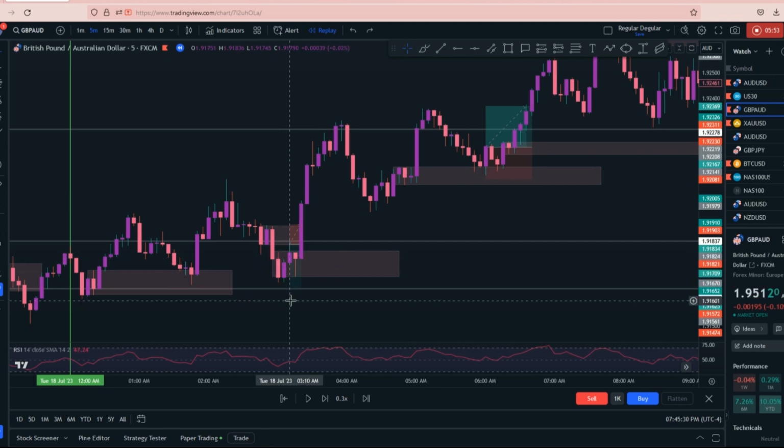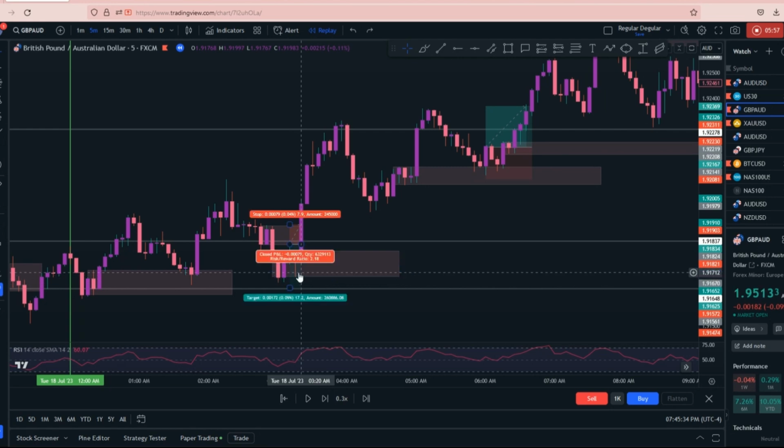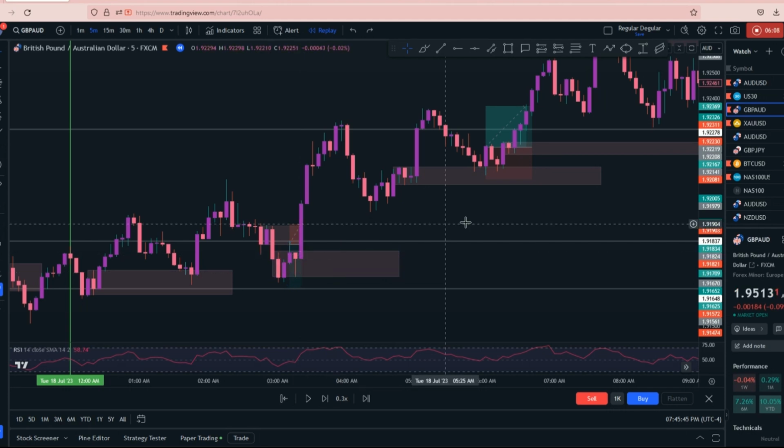You would have seen the rejection of that zone right here on this candle. And so again, I just would have been waiting for a selling candle to close. But it basically would have worked, again, if I had a different TP.